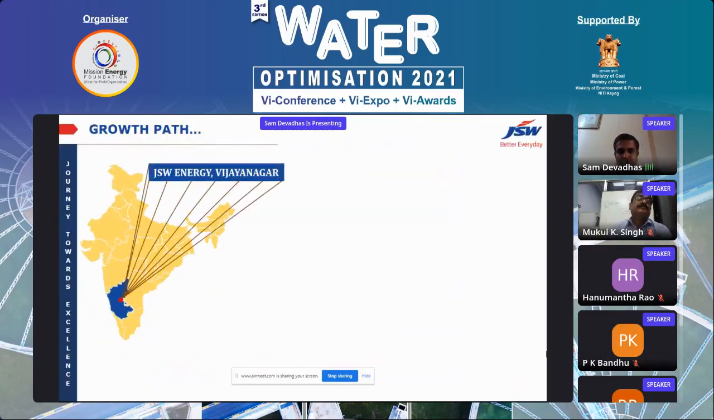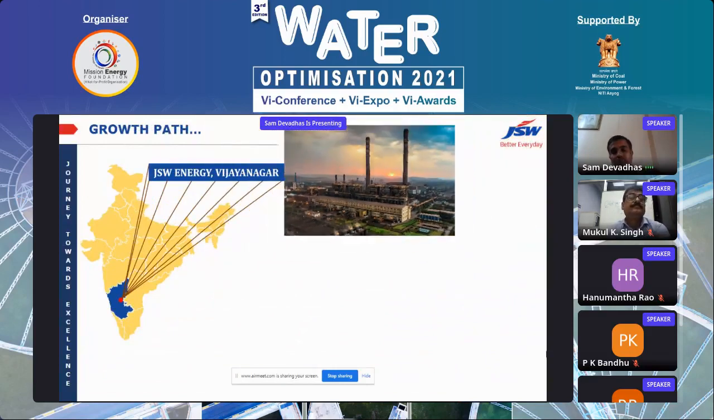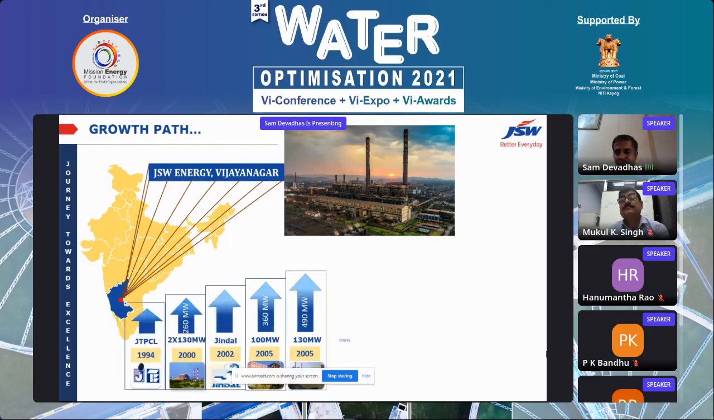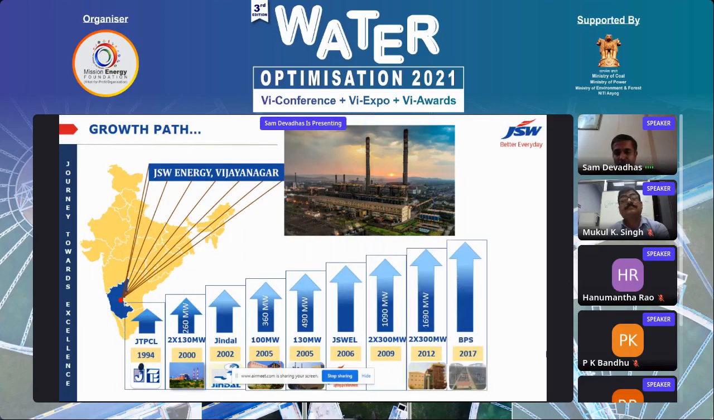Ours is a plant located at Vijayanagar, which is the mother plant of the JSW Energy Group. We started it in the year 1994 with the name Jindal Thermal Power Company Limited, with a capacity of 2 x 130 megawatt.